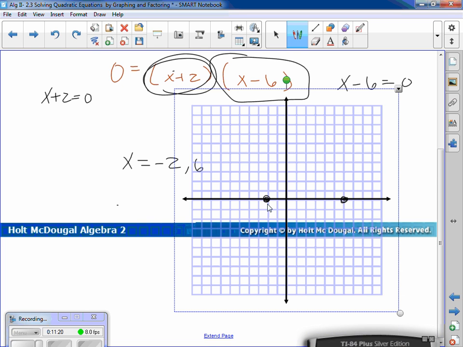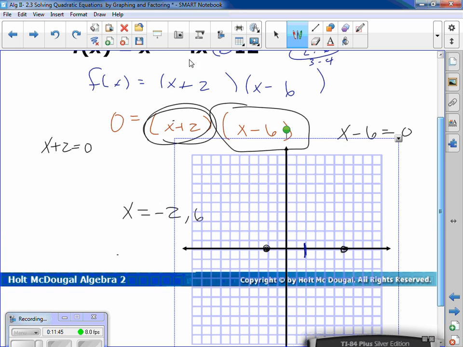Now, what's in between a negative 2 and a 6? How many spaces are in between here? There's 2 here, there's 6 here, 2 and 6 is, half of that is, so 1, 2, 3, 4. The vertex has to happen at 2. It's 4 in between. I'm going to put 2 into this problem.